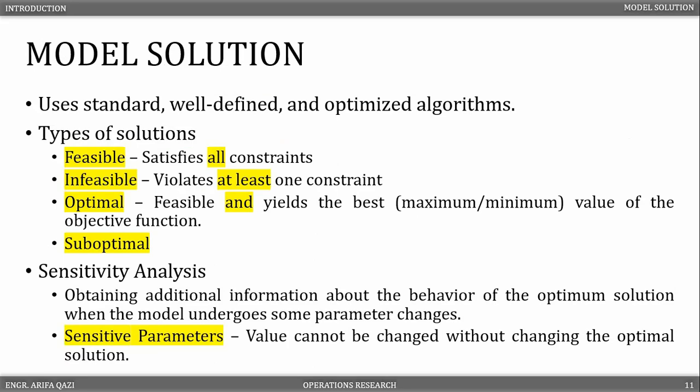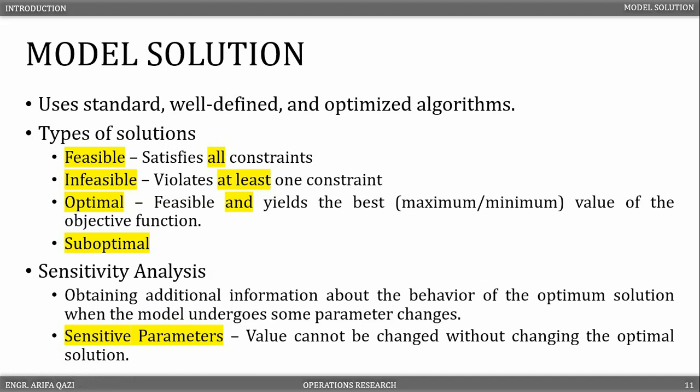Model solution involves using standard, well-defined and optimized algorithms to achieve the best solution. This makes it the simplest of all OR phases. However, the type and complexity of the mathematical model essentially dictate the solution methods. For instance, linear objective functions and constraints can be solved easily by linear programming. If the decision variables have integer values, we can use integer programming. Or if the problem can be decomposed into smaller subproblems, we can use dynamic programming, and so on.